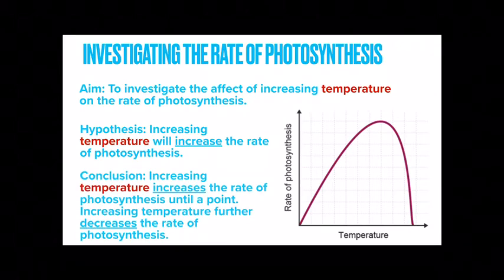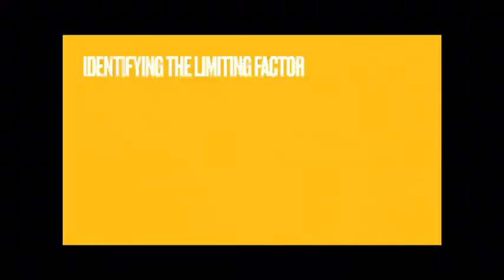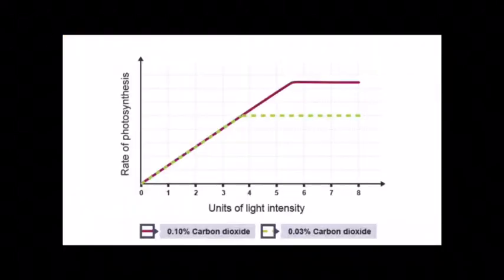As I'm increasing the temperature, the rate of photosynthesis does increase until a point. However, increasing the temperature further actually decreases the rate of photosynthesis. So temperature here is a limiting factor either side of the maximum, okay? Okay, so how do we identify the limiting factor?